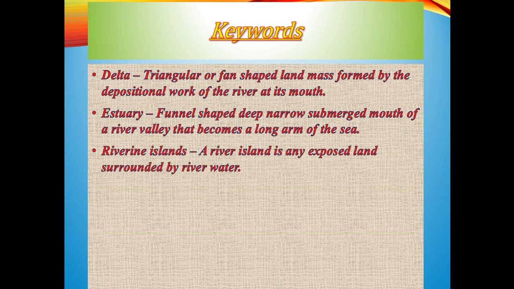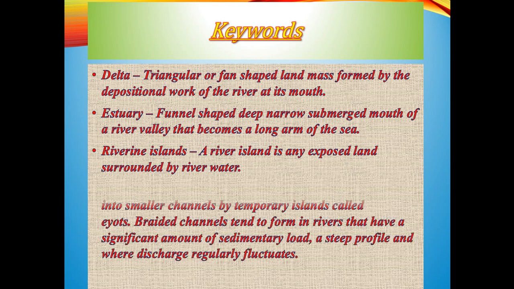Next, riverine island. We have studied about this riverine island too in the northern plains. A river island or a riverine island is an exposed land surrounded by river water. That means the sediment deposited by the river is entirely enclosed by that river water. It gives an appearance of an island, so it is termed as riverine island.